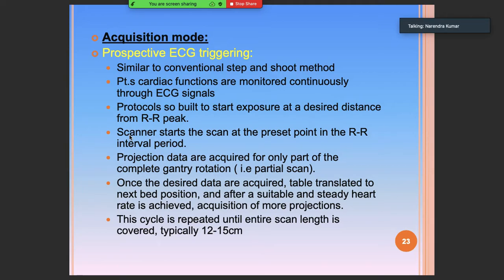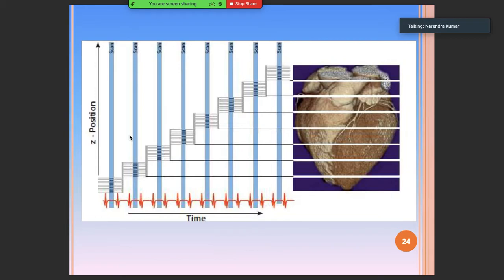Then comes the acquisition mode. In acquisition mode, there has to be ECG triggering, okay? And everything is being monitored, because with the ECG you can see whether it is in the systole phase or in the diastole phase. And as I said, the protocols are always determined, like start the exposure at the peak of the RR intervals, and then the scanner starts at the preset point in the RR interval period, okay? As we can see over here, this is how the Z position goes with respect to time.